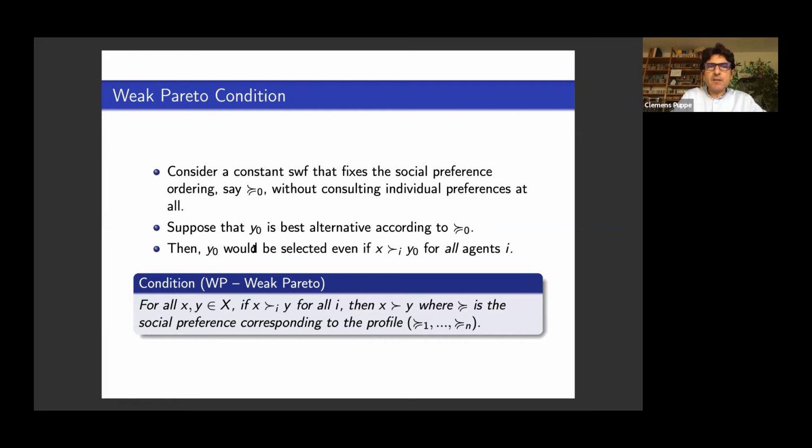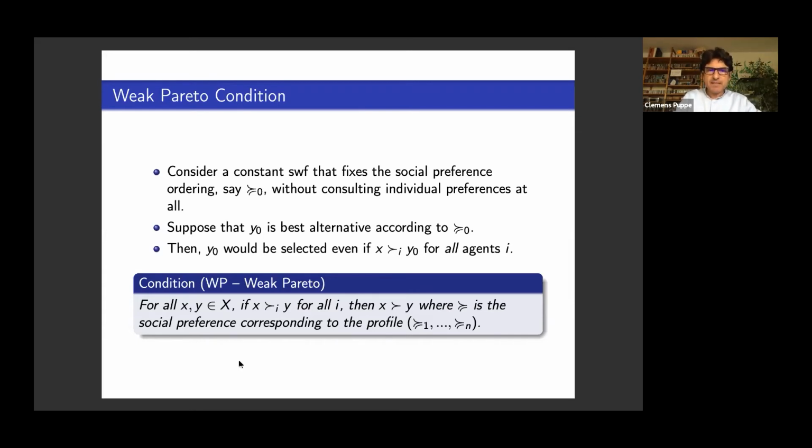Because why is it crazy? Now, suppose Y0 is the best alternative with respect to that ranking, then this would be the alternative selected. But now imagine a situation where every voter in France said, wait a minute, we prefer another candidate, let's say it's X. Then if you have a constant social welfare function, you would still select Y0, and this is completely crazy, right? Why? Well, because this would violate exactly this condition down here, weak Pareto.